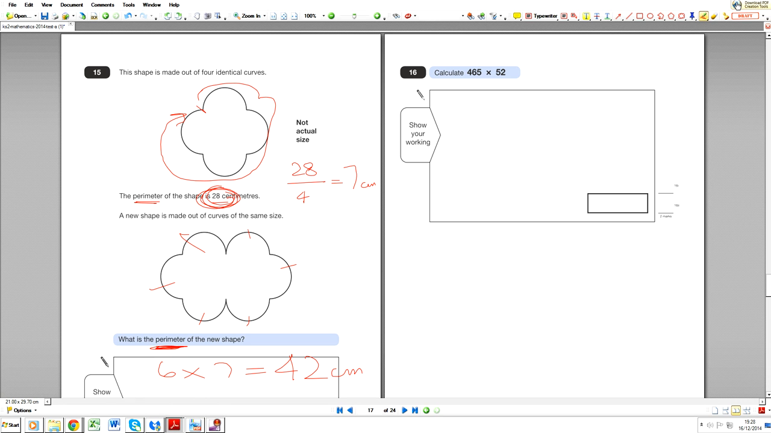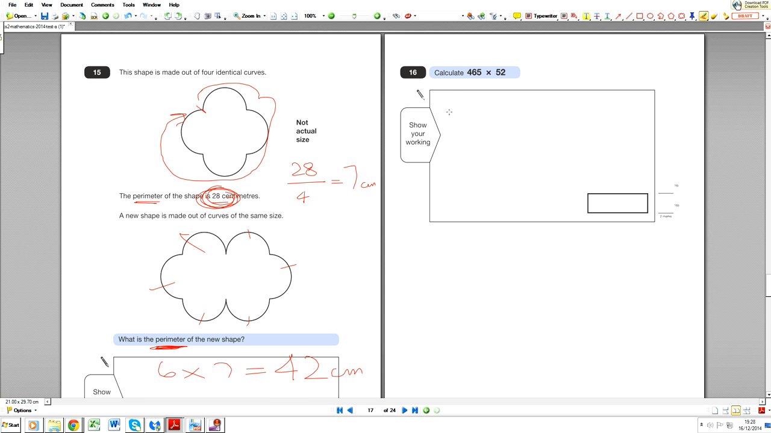Right, hang on 1 second. Number 16. Calculate 465 times by 52. There's quite a few different ways of doing this question. One is the grid method. One is the traditional long multiplication method. You use whichever method you like. You can even use the number bond method where you split it all up. That's completely up to you.